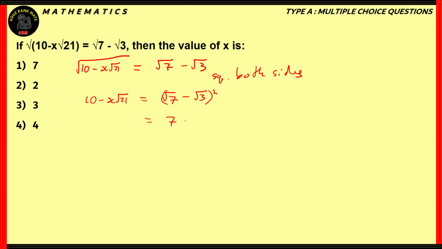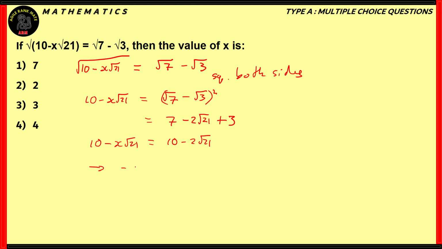Therefore, that becomes 7. Under root of 7 the whole squared is 7. Minus 2ab becomes minus 2 times root 7 times root 3, which is root 21, plus b squared, which is root 3 squared, that is 3. So 7 plus 3 gives you 10. So 10 minus 2 root 21 is on the right-hand side. 10 minus x root 21 is on the left-hand side.